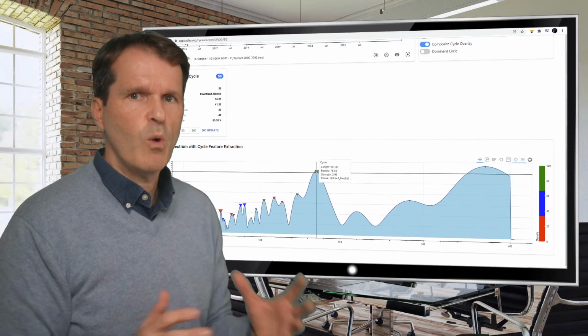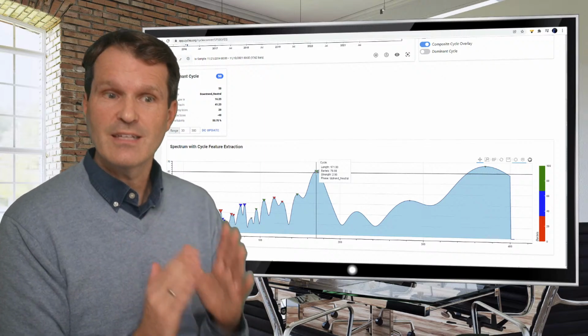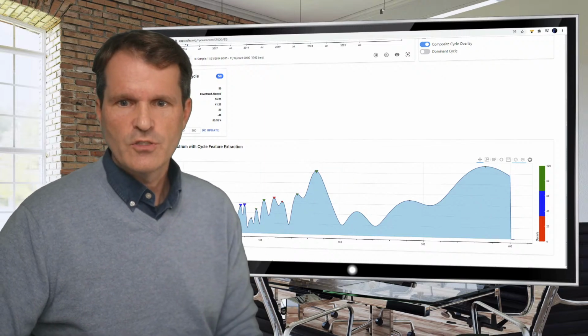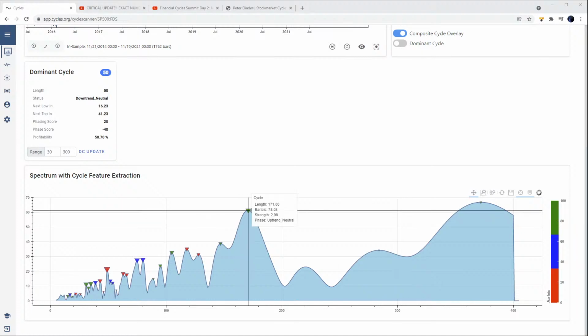And here again, this is what we are looking for: clear peaks in this spectrum, right? Just to make this visible for everyone, here we have a clear peak in the spectrum with a length of 170 days in this case. Now here we're talking about days. So this is the first cycle which stands out.